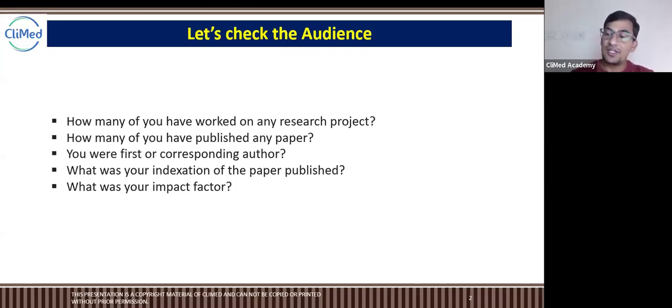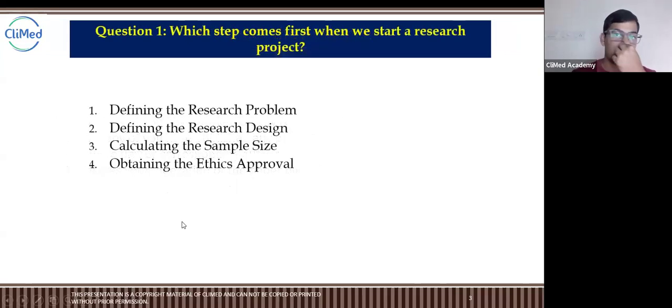Four or five questions. Here is the first question. Which step comes first when we start a research project? Defining the research problem, defining the research design, calculating the sample size, or obtaining the ethics approval? You guys are saying the answer is one. Okay, defining the research problem is the first step, and that is the correct answer.